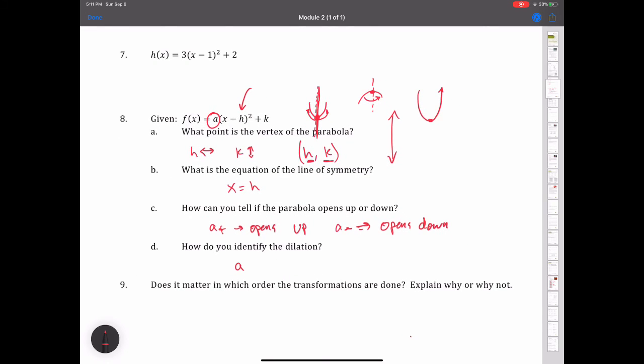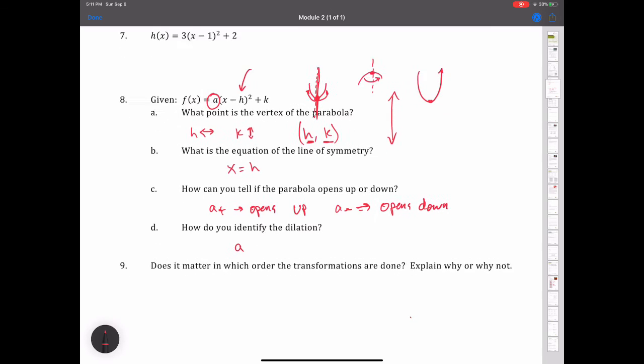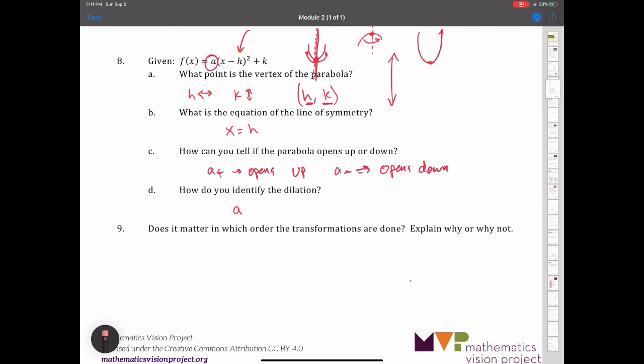So now, does it matter in which order the transformations are done? I want you to go ahead and think about that for a second. Think in terms of PEMDAS and things of that nature. Pause it for a second, talk with people at your table, and then we'll discuss it together.